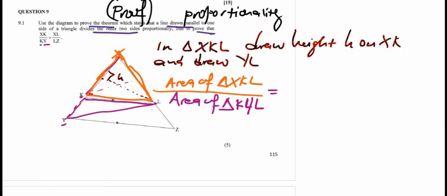My orange triangle is half times the base. The base is of course XK, and then the height, we said that the height is h. Then all over, now we want the area for this triangle. You can see that the purple triangle also has a height of h. So it has this base which is KY, and then it has the height.